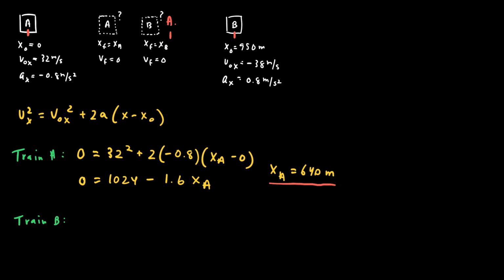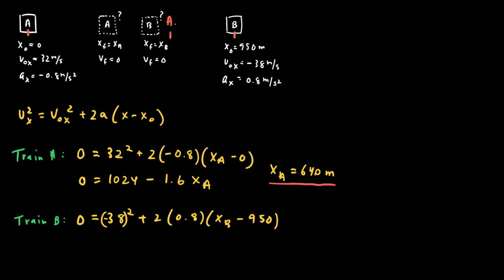And so now applying this equation to train B, the final speed of train B is also 0. The initial speed is 38, so that should be squared. And if I'm being careful, really this should be a minus 38. But since in this kinematic equation the velocities are squared, it doesn't really matter whether that was positive or negative. I then add 2 times the acceleration, which is positive for train B, times xb minus the initial position, which is not 0 for train B. The initial position of train B was 950.